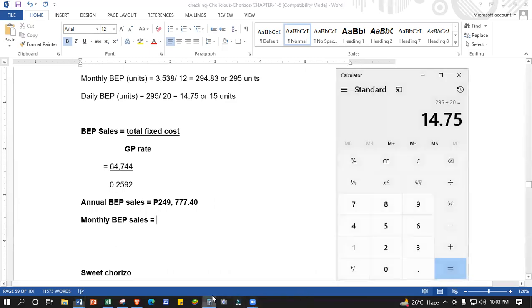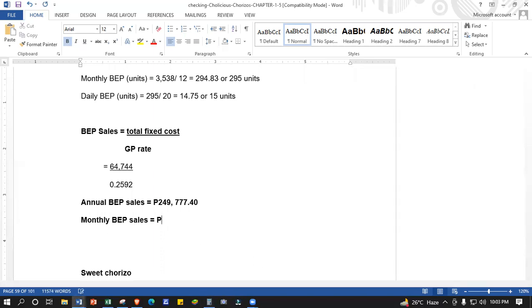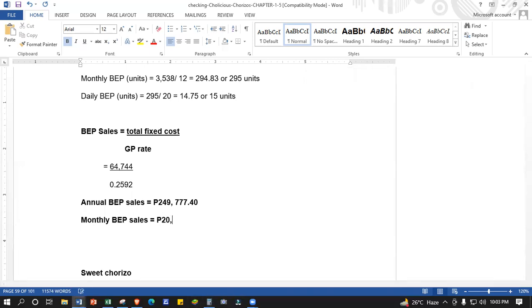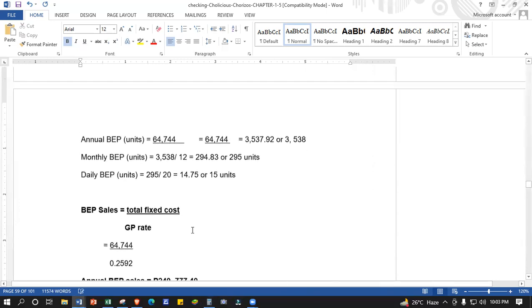So, it's easy. 249.77.40 divided by 12 months. So, that's 20,814.78. Okay? Sir, is there no rounding up? No, there's no rounding up because that's in pesos, so it's fine.